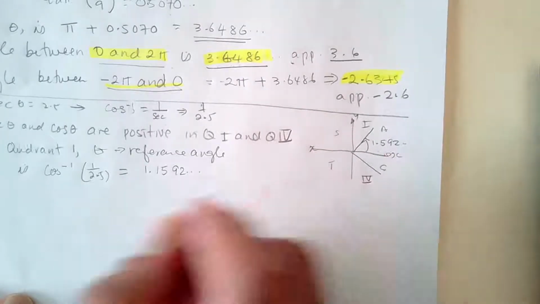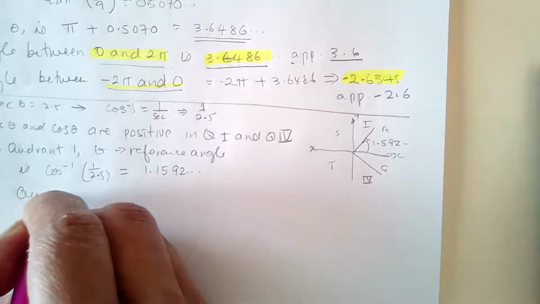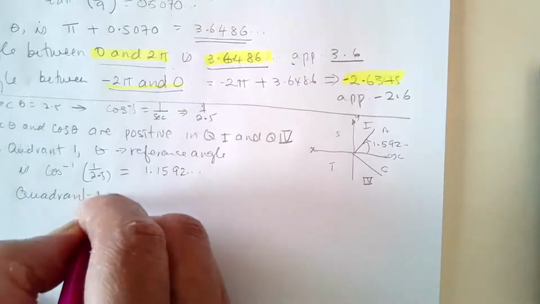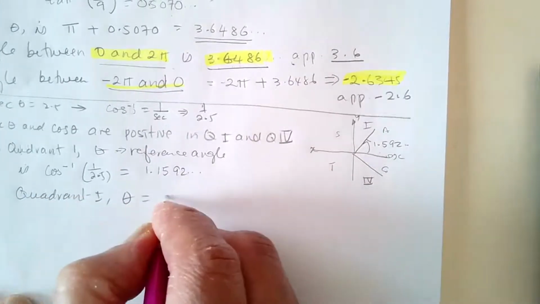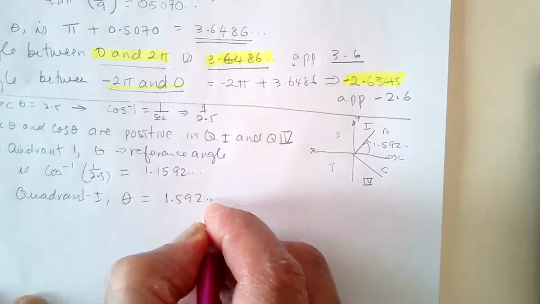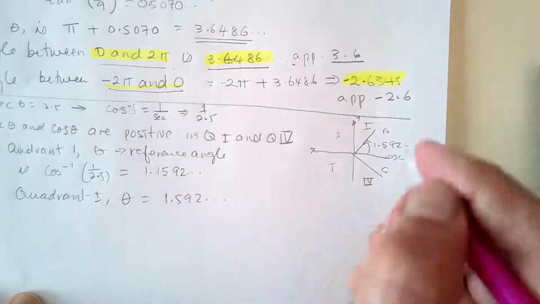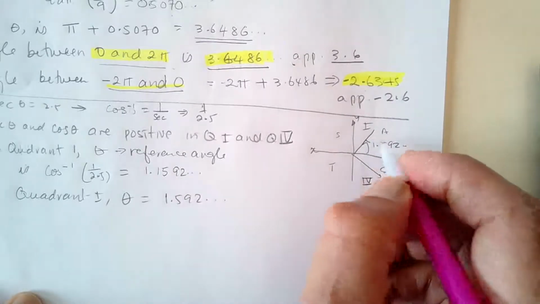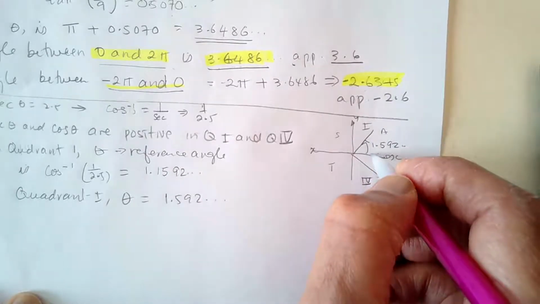So that's in quadrant 1. So in quadrant 1, theta is 1.592. Goes on. Now we're going to define in quadrant 4. We can continue.